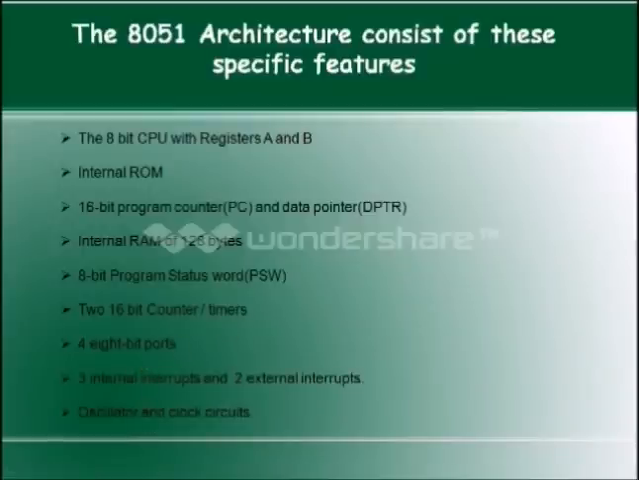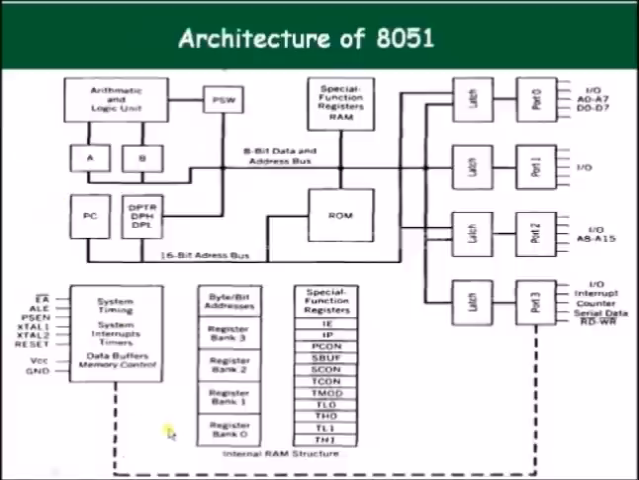Now let us see how this architecture looks. Here, this is the basic architecture of the 8051 microcontroller. As you can see here, the arithmetic and logic unit along with some registers like A, B, program counter, DPTR, program status word, and then we have RAM as well as ROM. RAM size is 128 bytes and ROM size is 4 kilobytes. Here we have an 8-bit data bus and a 16-bit address bus.